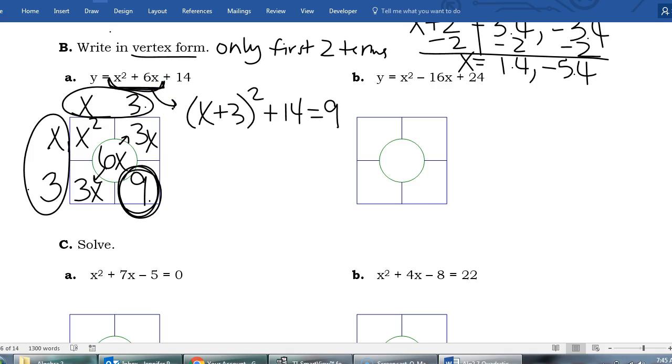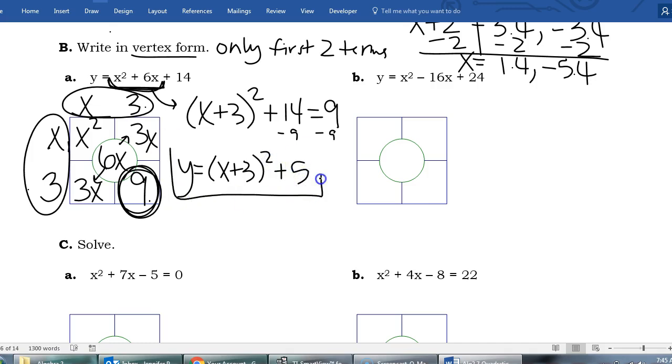If your goal is to write this in a y equals format, we're going to minus 9 to just bring these guys together. So I'll have y equals x plus 3 squared. And when I do 14 minus 9, I have a positive 5. And now this is my vertex form equation.